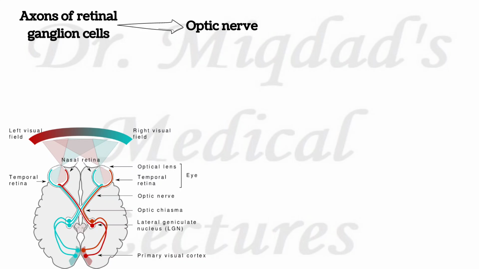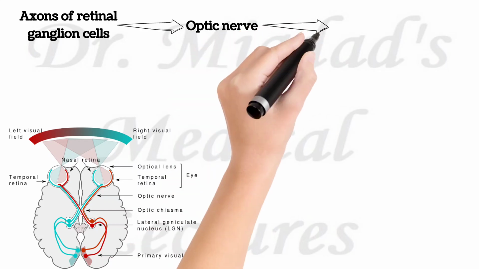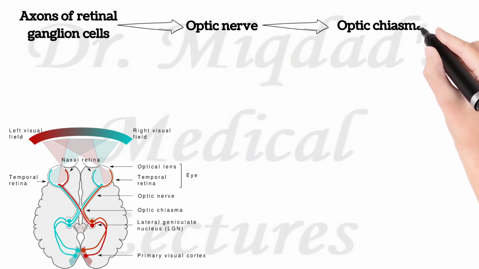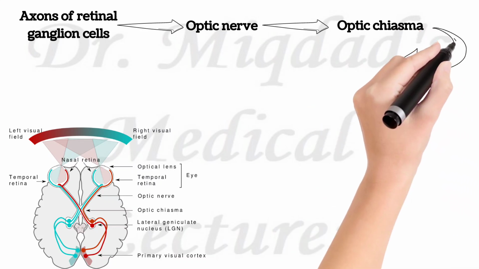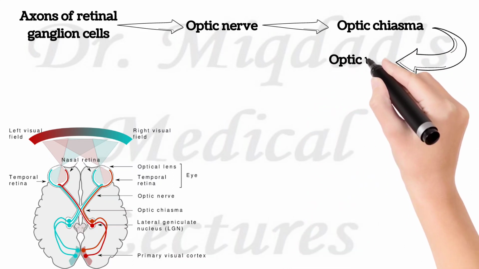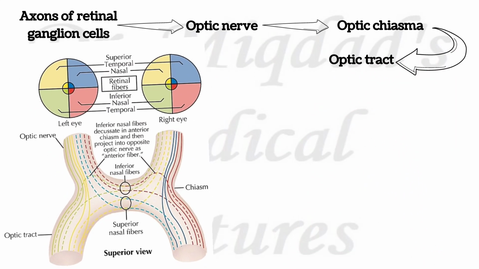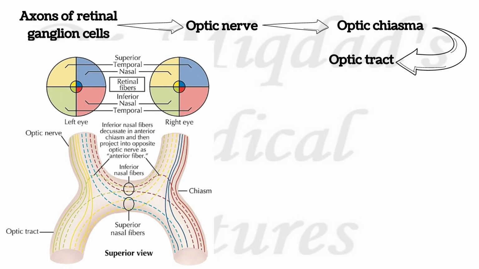Then later in their path, at a point called the optic chiasma, the medial fibers of each optic nerve, or we can say the fibers coming from nasal hemiretinae, cross the midline and join the uncrossed lateral fibers, or we can say fibers coming from temporal hemiretinae of the opposite side, to form the optic tract. In simple words, the optic tract is formed by uncrossed fibers of the optic nerve on the same side and crossed fibers of the optic nerve from the opposite side.